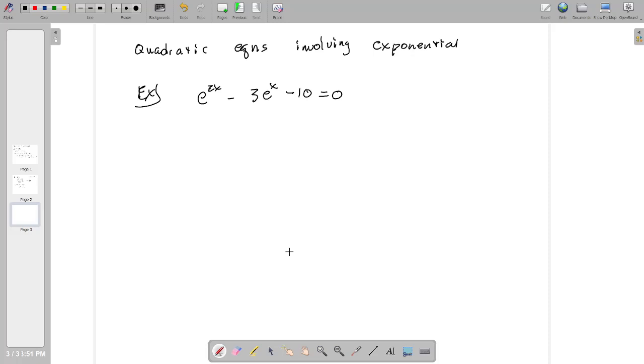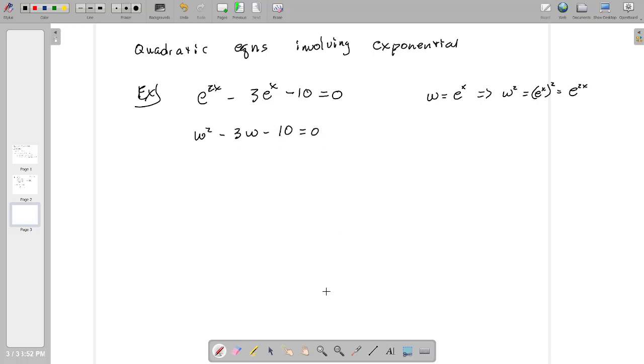But notice that this is actually a quadratic form. So what we can do is say, let w equal e to the x. Now this then means that w squared is equal to e to the x squared, which is the same thing as e to the 2x. Notice that we have an e to the 2x in our problem, and we have an e to the x in our problem. So this will become w squared minus 3w minus 10 is equal to 0.